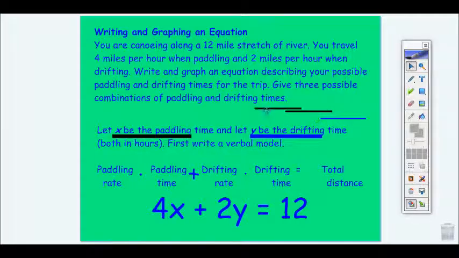So if I look at x here, it tells me 4 miles per hour. So my rate is 4. So it's going to be 4 times the amount of time, the hours I'm going to be paddling. My drifting time is at 2 miles per hour. So the rate is 2 for every hour that I'm drifting. And we want to get to 12 miles total. So 4 miles per hour of paddling plus 2 miles per hour of drifting is going to take me to the total distance of 12 miles.